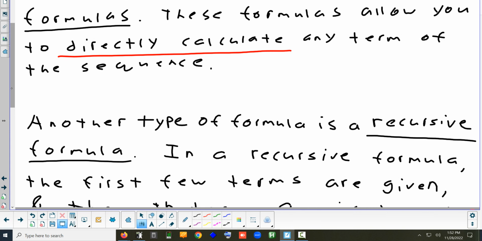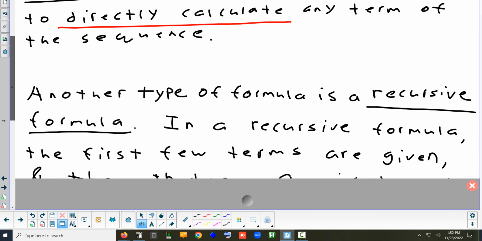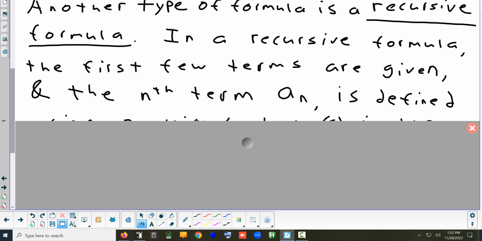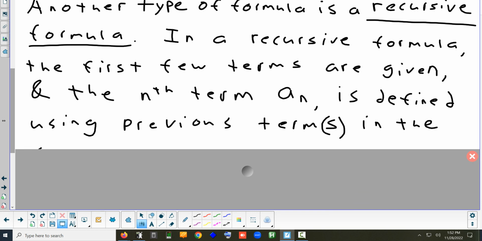Does everybody have the top? So the way a recursive formula works is they have to tell you the first couple terms. I'd say generally 3 terms is enough to see the pattern. But you'll get the first few terms. And then the rule for the nth term is usually going to be defined by using the one that came before it, or sometimes 2 that come before it.